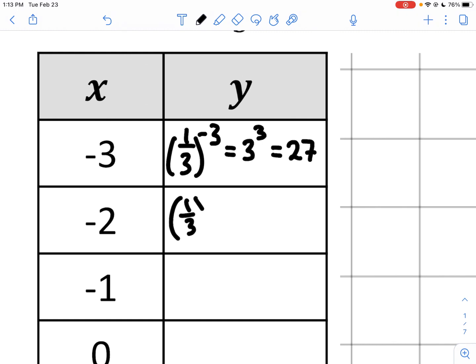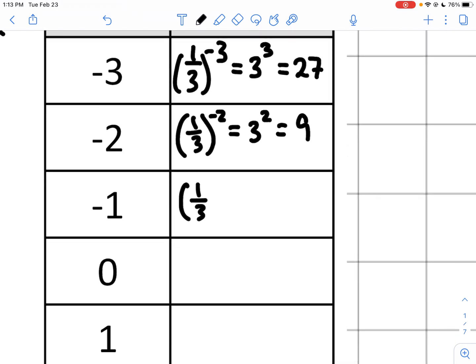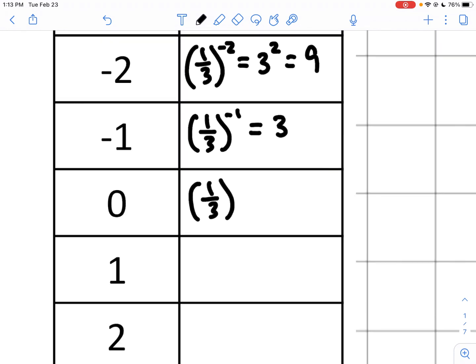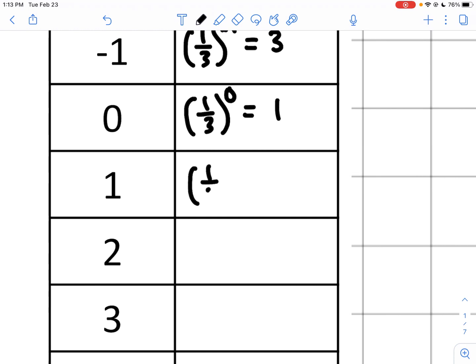When I have 1/3 raised to the -2, this is going to be the same thing as 3 raised to the positive 2, which will give me 9. And 1/3 raised to the -1 will just give me 3 raised to the positive 1, which is just 3. And then we have a non-zero base of a third raised to the 0 power. That's always going to give you 1. And we have 1/3 raised to the 1 power. That's going to give me just a 1/3. Whenever you have a base raised to the 1, you just get the base back.